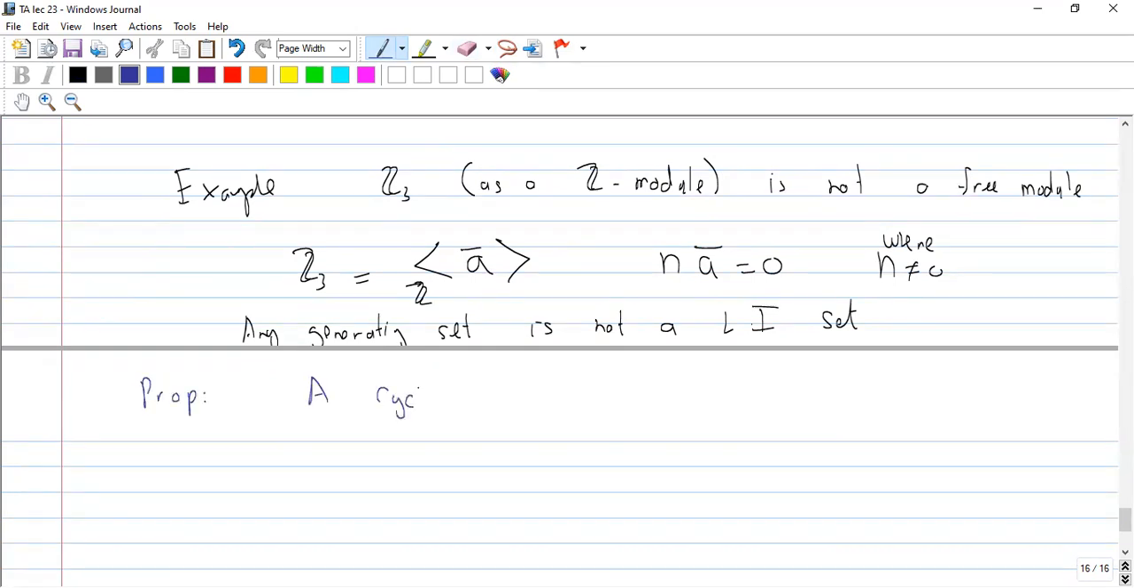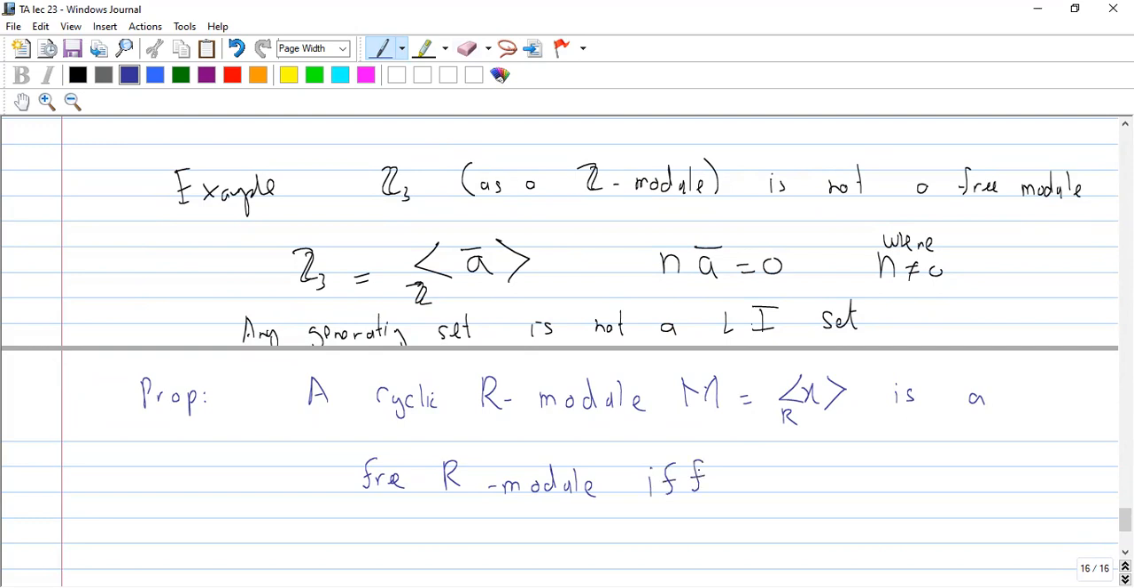A cyclic R module is a free R module. A cyclic R module M, which is generated by X, is a free R module. What condition should there be?